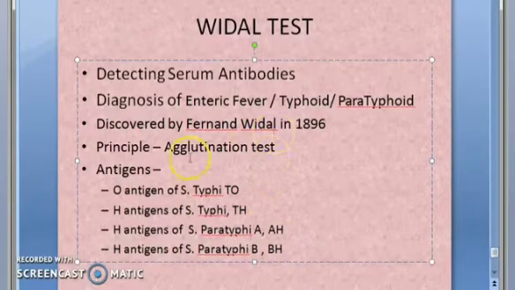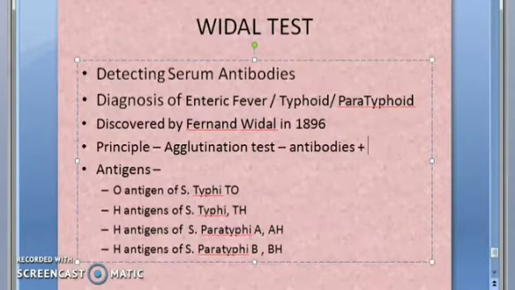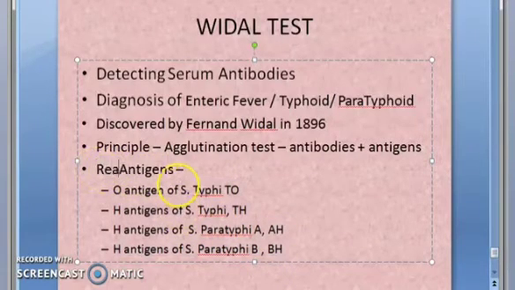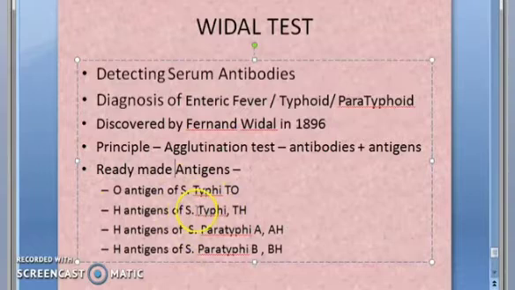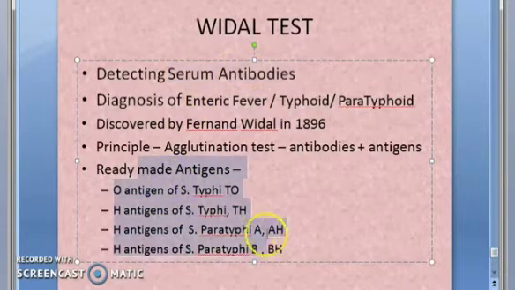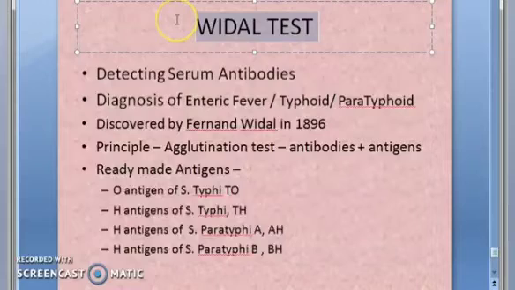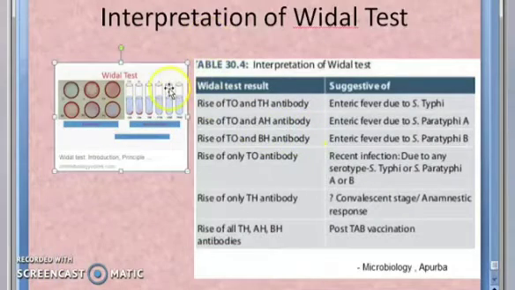So you are going to check the agglutination of antibodies and antigens. What are the antigens? These are ready-made antigens you will have. Then the patient's serum you will add. The patient's serum should have the antibodies. And if the antibodies are present in the patient's serum, it will agglutinate. Hence, your Widal test will show you what kind of infection it is. Let us try to interpret the result.